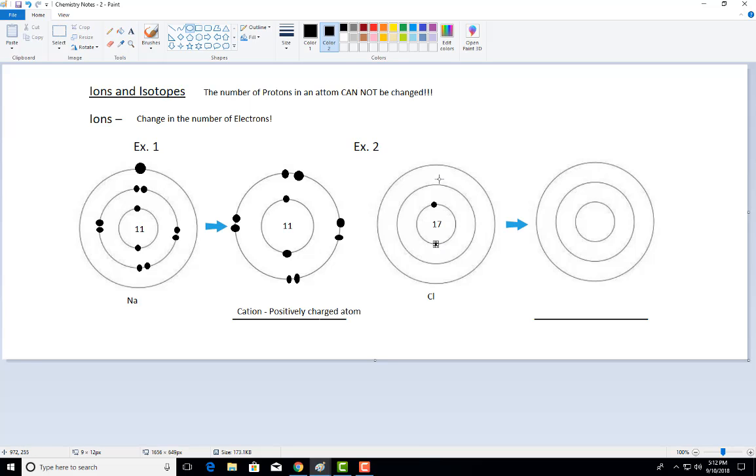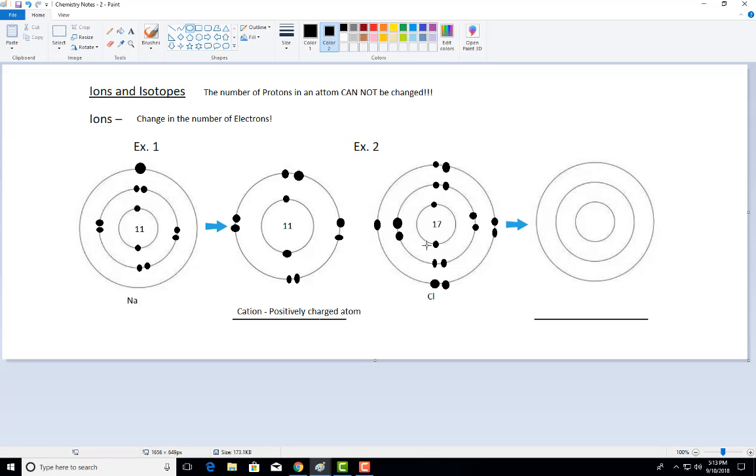1, 2, 3, 4, 5, 6. That one's big, that's okay. 1, 2, 3, 4, 5, 6, 7, 8, 9, and 10. There's its 10, so it needs 7 more. 1, 2, 3, 4, 5, 6, 7. Sorry about that, guys, but you get the basic idea. You can just draw them in dots with a pencil. But there's your 17.